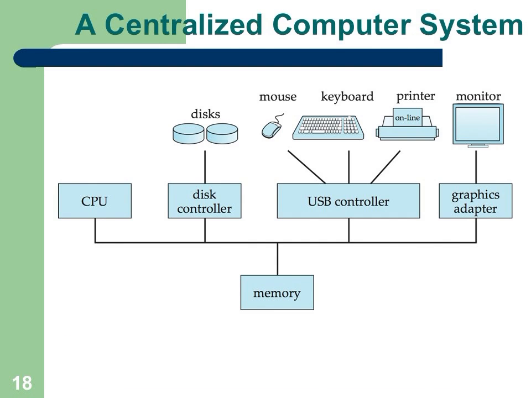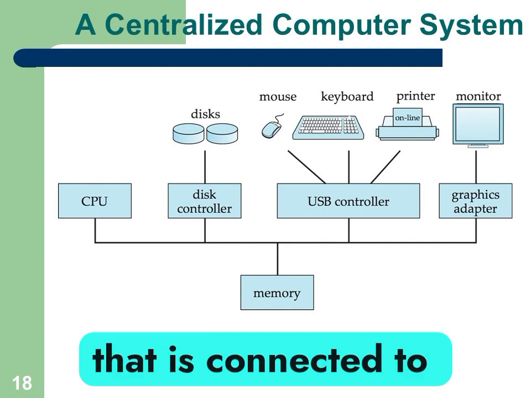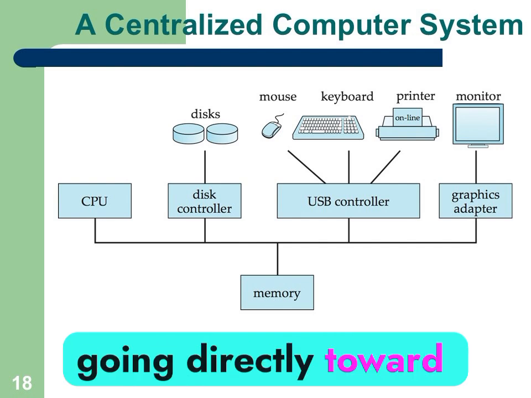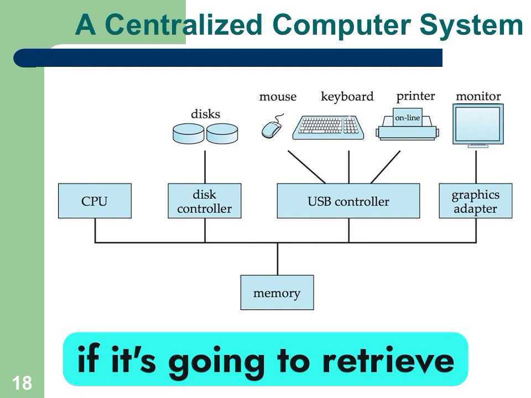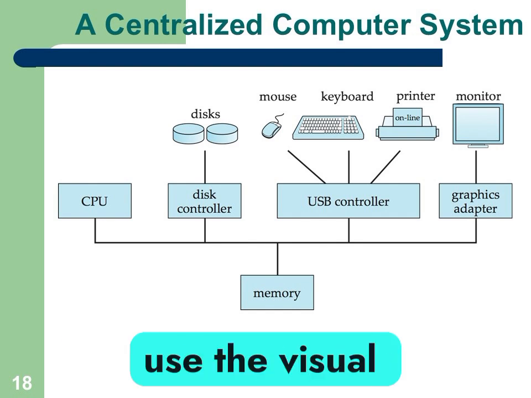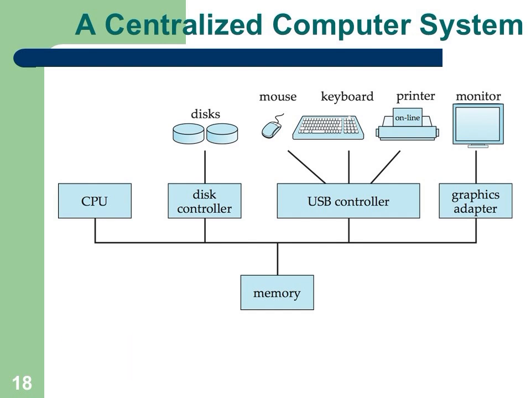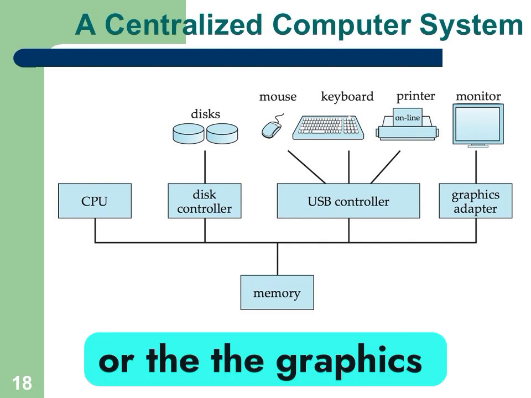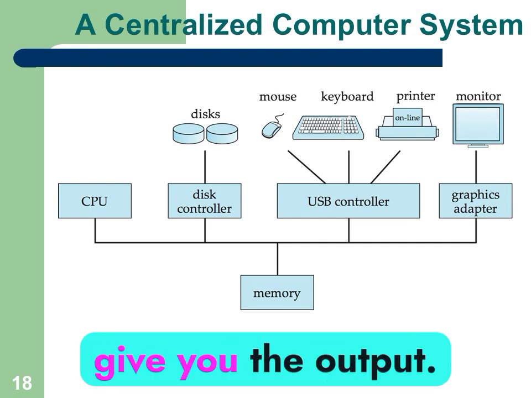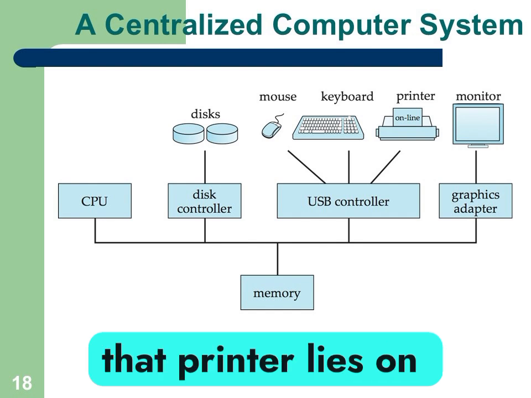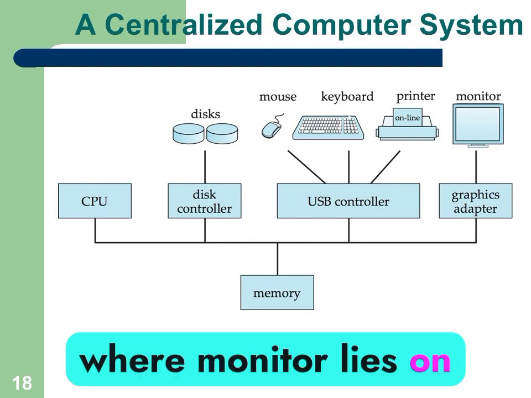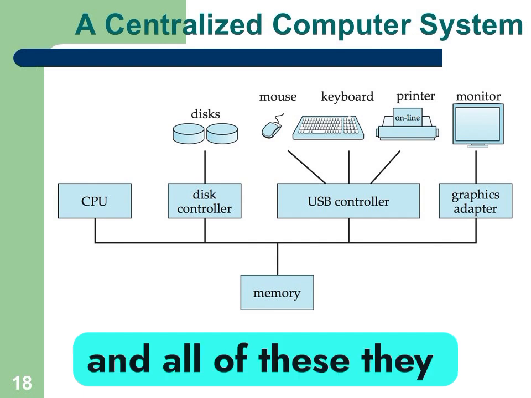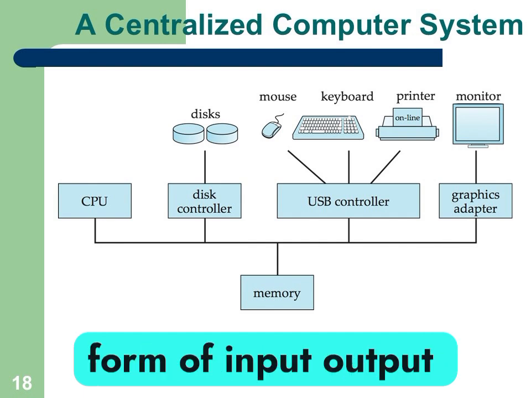Or if you are having an online printer that is connected to this, right? So all these things are going directly to the memory. So also your monitor, if it's going to retrieve those things, is going to use the visual graphics adapter, or the graphics adapter, in order to give you the output. One can ask, why is it that the printer lies on the USB controller, whereas the monitor lies on the graphics adapter, and all of these are forms of input output units?